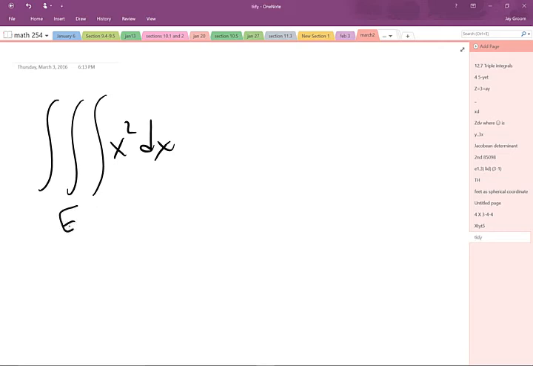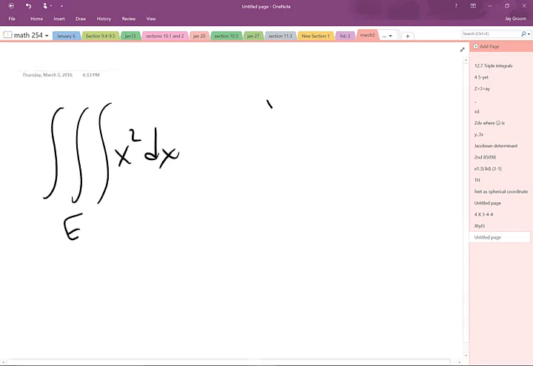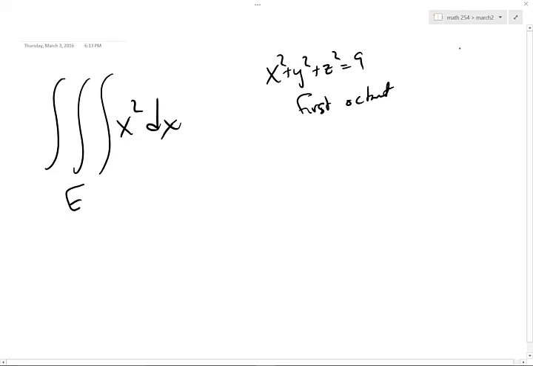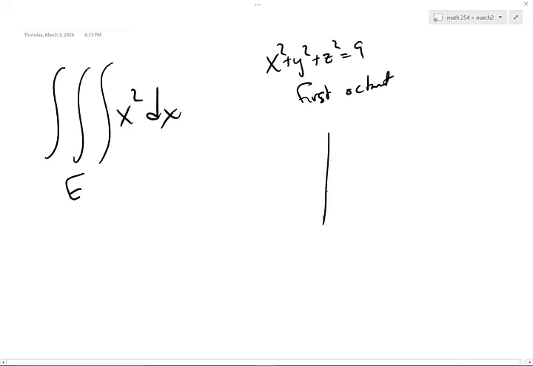Where E is enclosed by the sphere x squared plus y squared plus z squared equals 9, and we're in the first octant. Okay, so again, when we think about this here, remember phi: here's the z-axis, here's the xy plane down here. Phi is in here, yes?